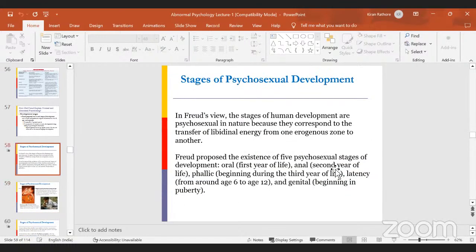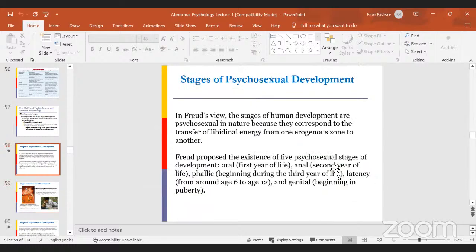Okay. According to Freud, he proposed five psychosexual stages of development. Oral is from birth to the first year of life. Anal is the second year of life. Phallic is the beginning of the third year of life. Latency is from around 6 to 12 years, and genital is the beginning of puberty.